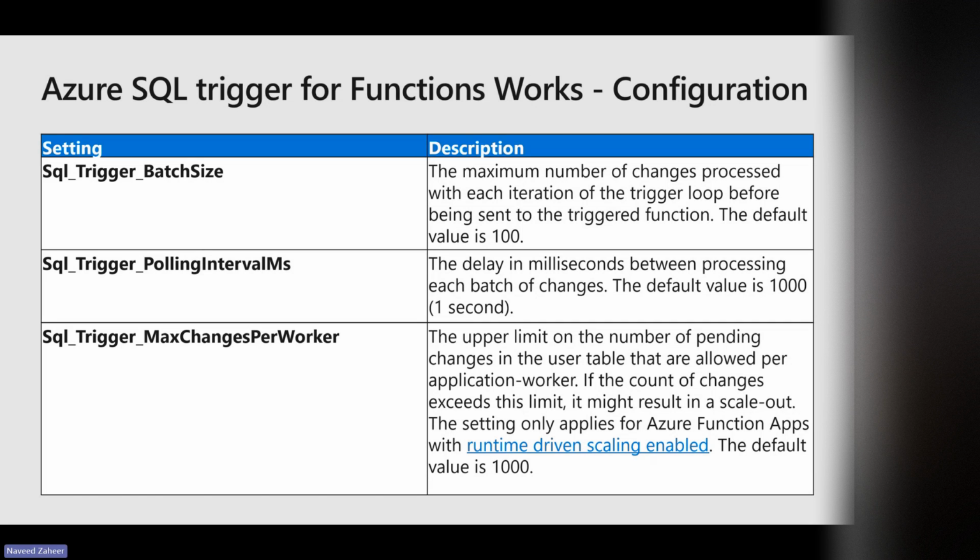And the last is the maximum number of changes per worker. Let's say you have a lot of changes happening in the database and you have a trigger. How will it scale out? That is 1000. So after 1000 changes per worker per table, it will start the scale out process and start creating new workers. That's how these default settings work.